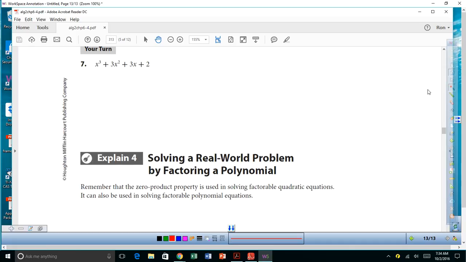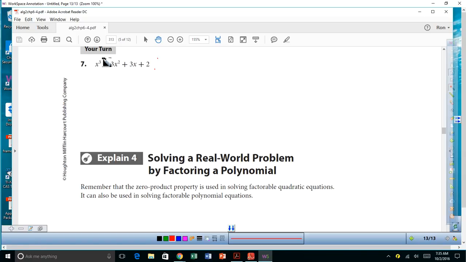x cubed plus 3x squared plus 3x plus 2. And I'm looking here, and I've got x cubed. I can pull an x cubed out of there. So what do I got here? I got x squared, and that gives me x plus 3. Ooh, that's not going to work out too well. Let's try that again.